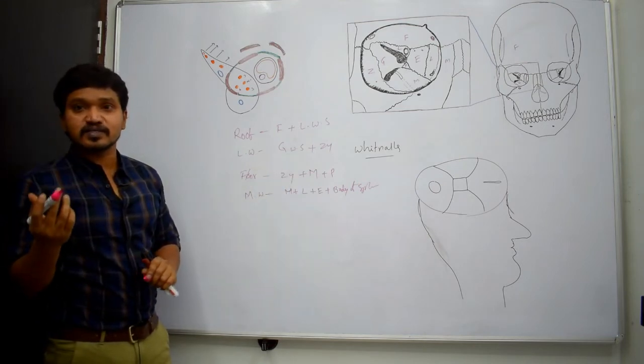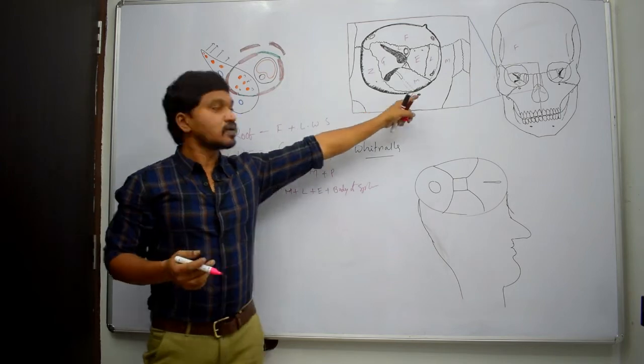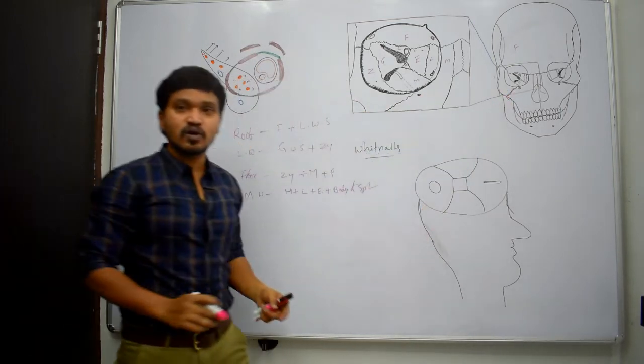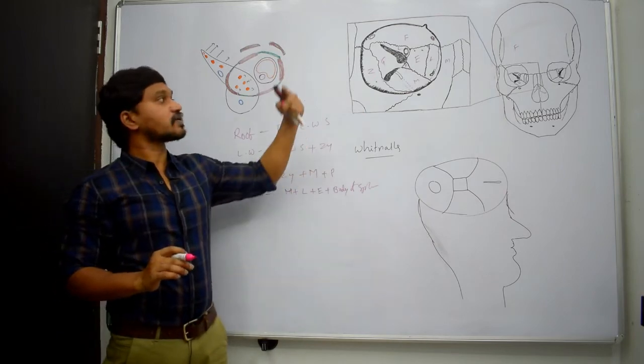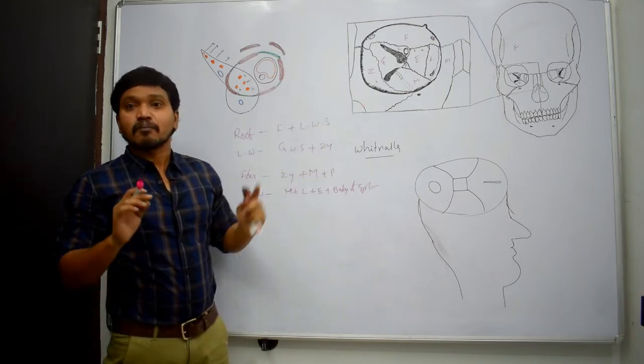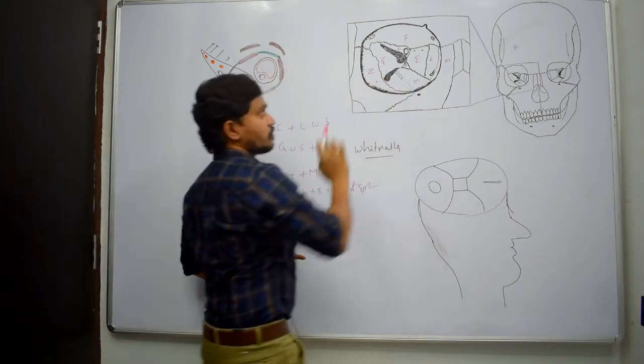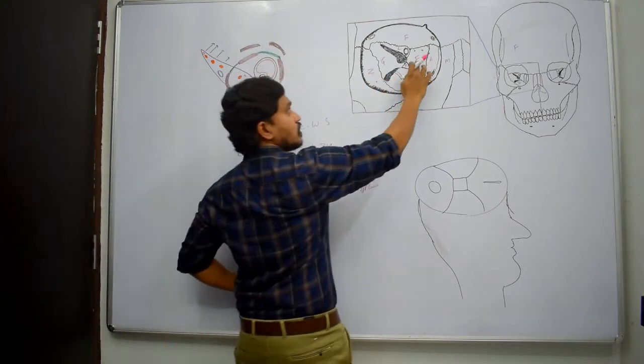Then what are the relations? Below it, what will be there? This is maxilla. Maxilla contains maxillary air sinuses. So floor separates the orbital cavity from the maxillary air sinus. Right? That's it about the floor. Then we will go to the medial wall.